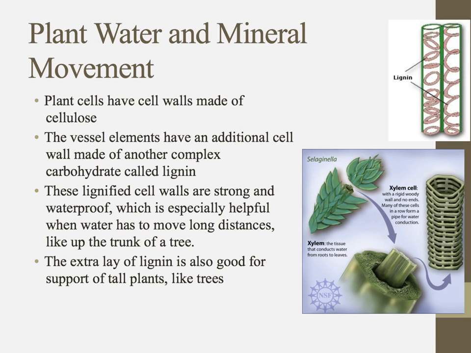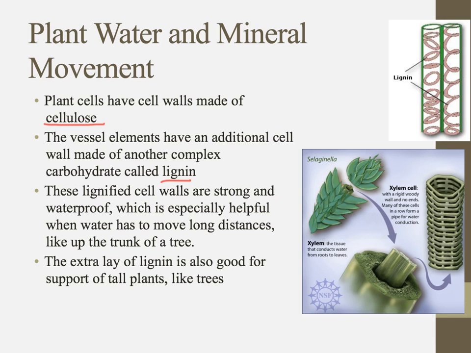Okay, so quick review here on plant cells. We know their cell walls are made of cellulose. It's a polysaccharide made of glucose monomers. It's linear. This should all be review. The vessel elements have an additional cell wall that's made of another complex carbohydrate called lignin. And so here's that spiral lignin that I was trying oh so hard to draw on my drawing.